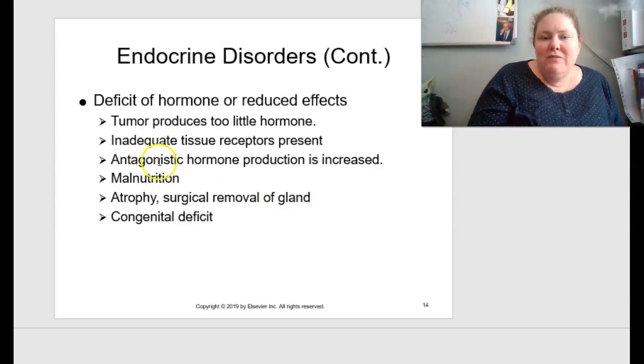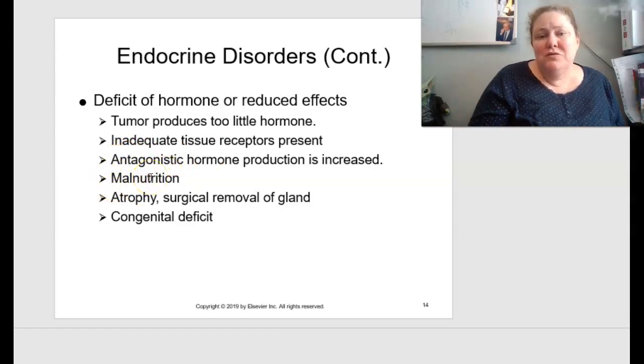We can also have that antagonistic hormone, like we just said, with insulin and glucagon. The glucagon hormone could be overproduced, and it's saying, hey, we don't have any sugar, we don't have any sugar, therefore releasing a lot of sugar into the blood, right? So it can just kind of be broken.